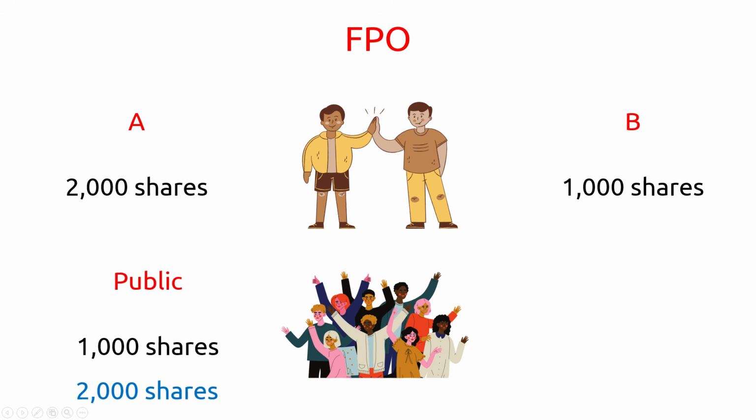Okay. And since new shares are created, the total number of shares of the company increases. So before it was 4000 shares, now it is 5000 shares. This is an important point for existing investors because creating new shares means their ownership percentage gets slightly smaller, and this is called dilution.